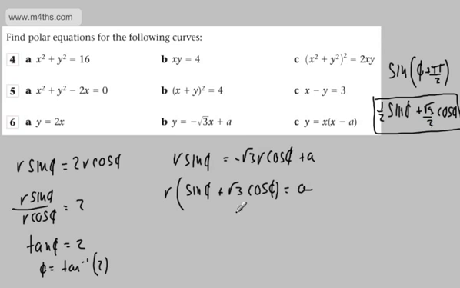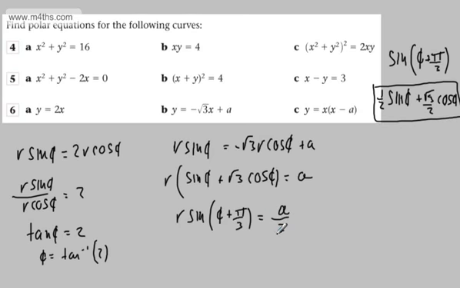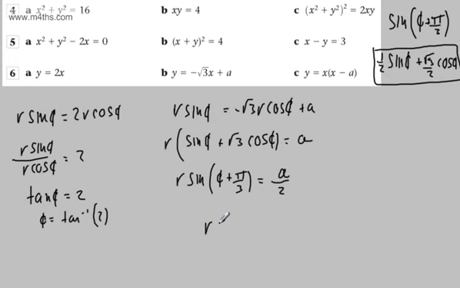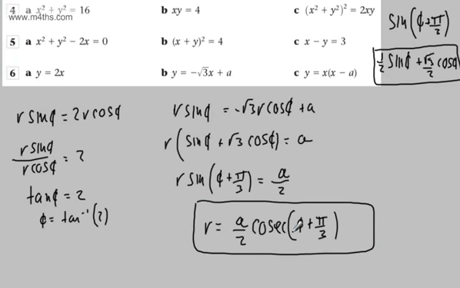So what we can now say is, if we write this as r sine of (theta plus pi by 3), it's going to be equal to a over 2. Does that look good? A over 2. So to finish that one off, we can now write this as r is equal to a over 2 times cosec of (theta plus pi by 3). I think that should work. I'm pretty sure that's good.